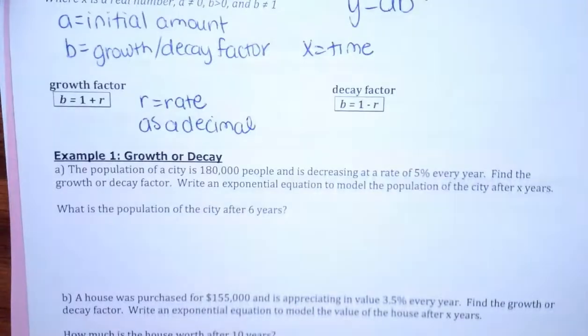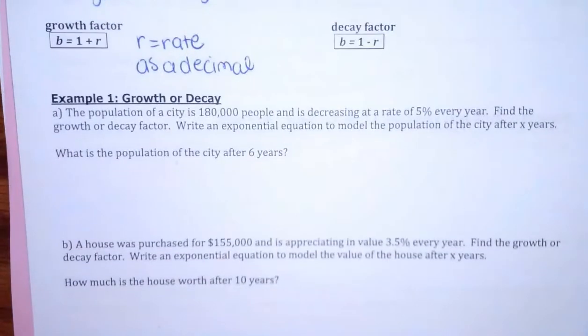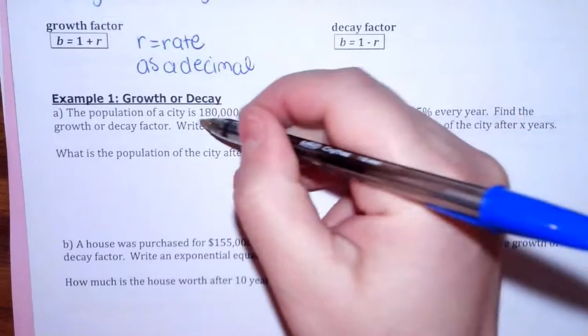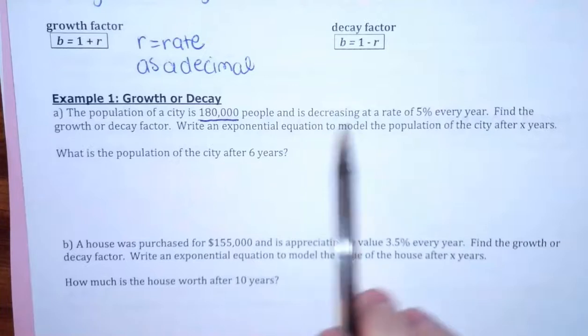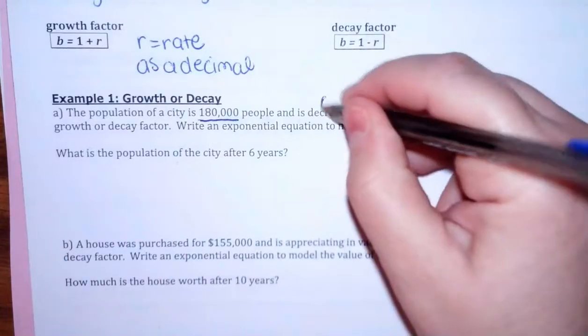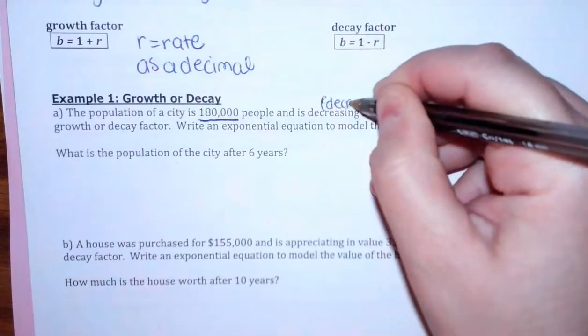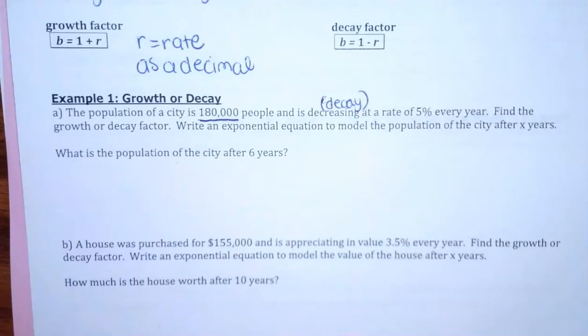So the first example says the population of a city is 180,000 people and is decreasing. Okay, so decreasing is going to be a word that indicates to you that we're going to have decay at a rate of 5% every year. Find the growth or decay factor and then write an exponential model for the population. And then we're going to use our model to determine the city's population after 6 years.